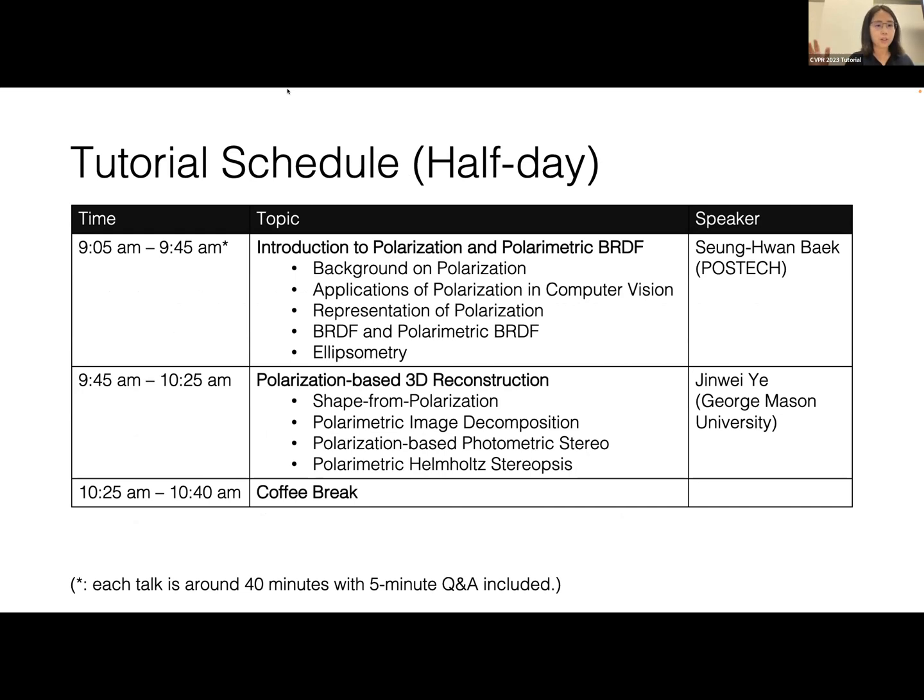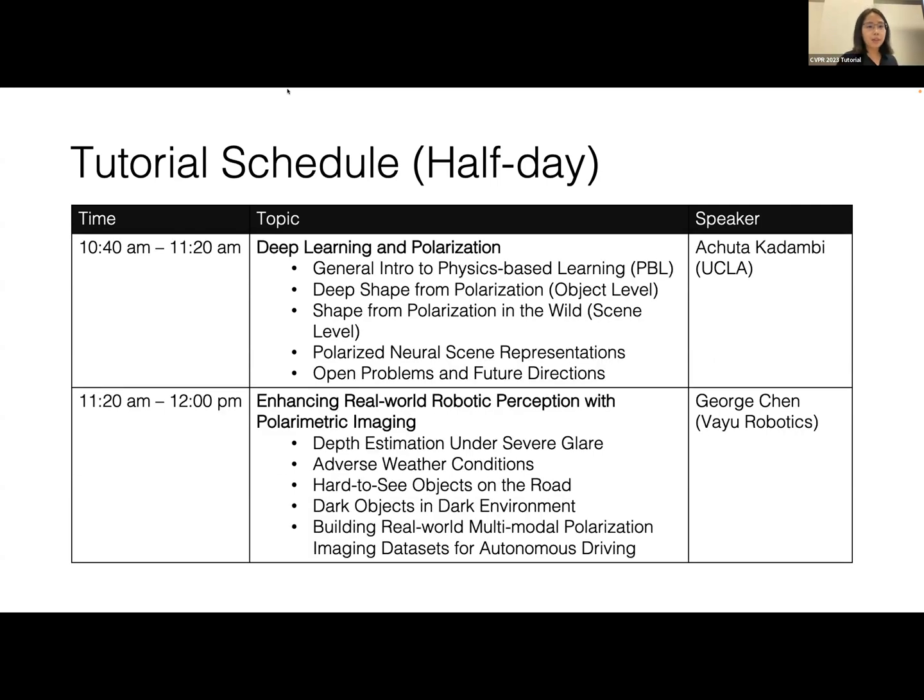Each talk will be 40 minutes, which also includes 5 minutes of Q&A, so the actual talk time will be around 35 minutes or so. After the coffee break, Chuda will give a talk about deep learning and polarization. And the last talk will be from George Chen, on enhancing real-world robotic perception with polarimetric imaging.